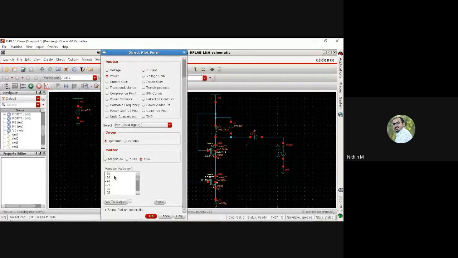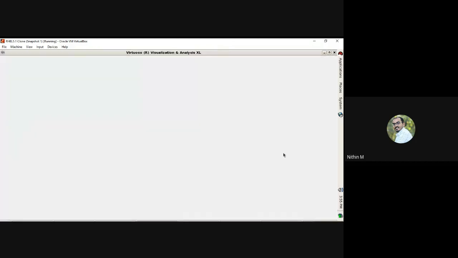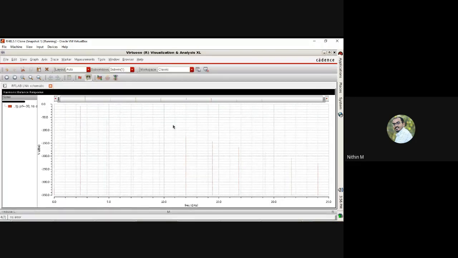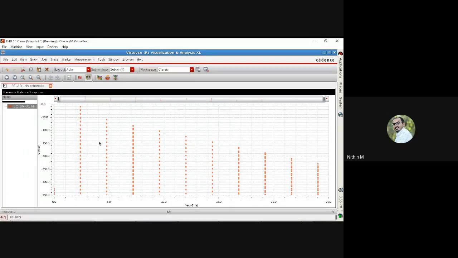Now I will choose minus 30 as my input amplitude in dBm, and I am clicking on the output port, which will give me a window. Are you guys with me? Yes, sir. Okay, thank you. I'll just make this extra thick.